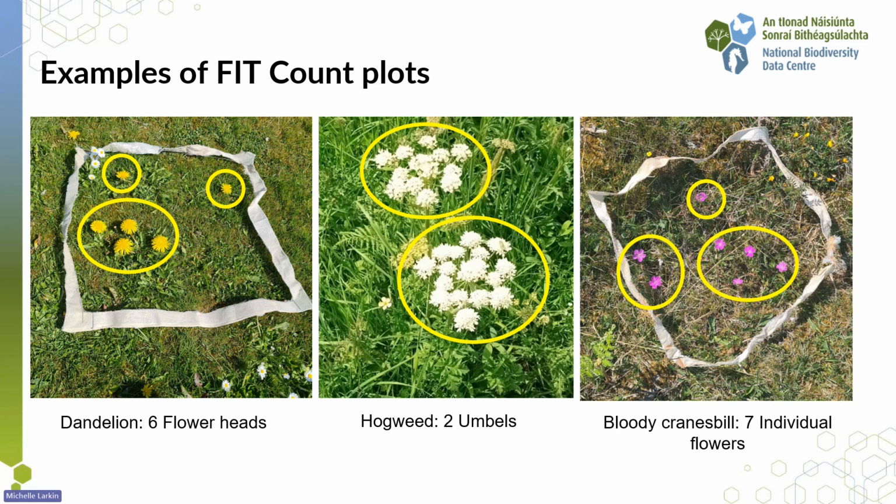Here we have some hogweed, and I'd count this as 2 umbels. I know it's quite large, but it makes it a lot easier, even for analysing the data. And then finally, we have some bloody cranesbill here, and it would be 7 individual flowers, like you'd see with the hawthorn, blackthorn, and so on.